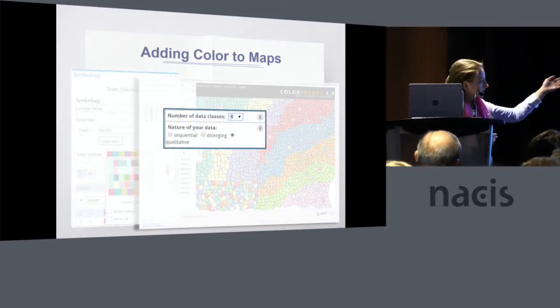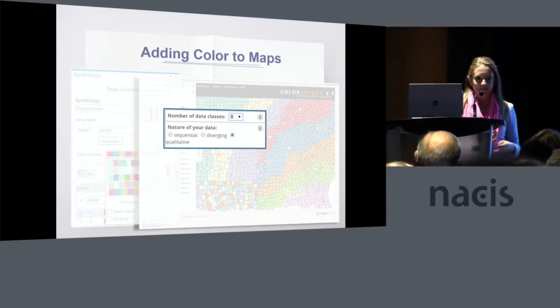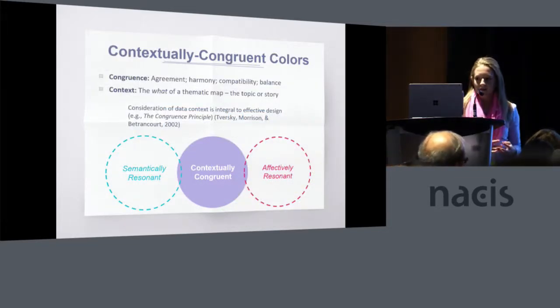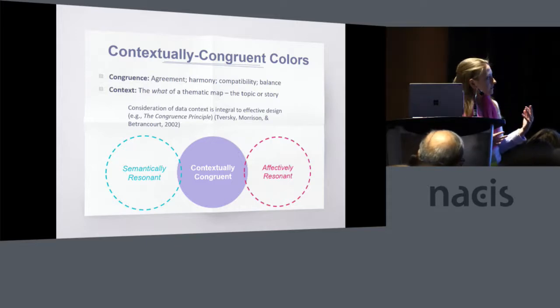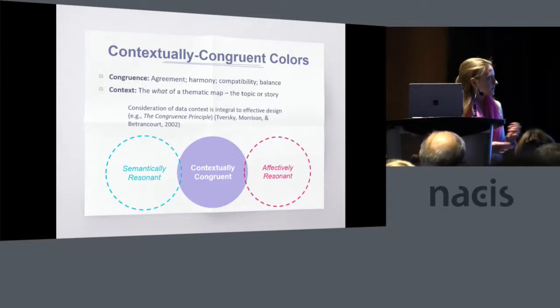But what this can't do is take into account the actual context of your data. So what is your map actually about? And that's what I want to talk about today. So though it's important to have color assignment guidelines that work across map topics, I'm going to talk about matching color to the context of your data.